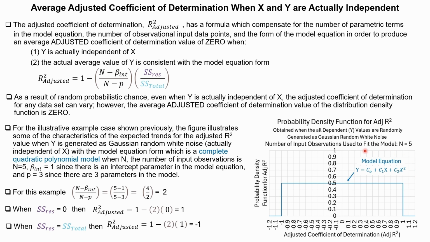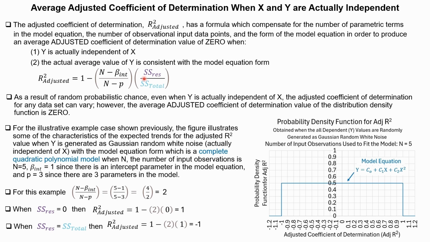As an example case, when the model equation form is a complete second-order polynomial, and there are 5 observational values, the probability density function for the adjusted r squared shows that there's an equal probability for any individual data set for the adjusted r squared value to be anywhere between -1 and 1. For this example, if we look at this ratio, we can see that n is 5, and p, the number of coefficients solved for, is 3, and the model equation form has an intercept term, and therefore beta intercept is 1. And solving for this ratio, it turns out to be 2.